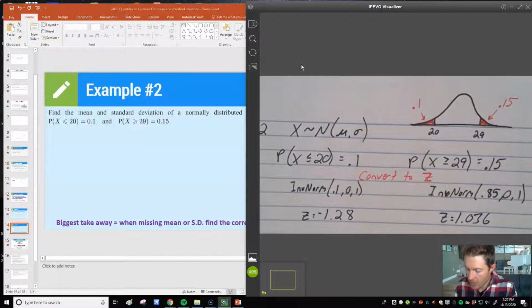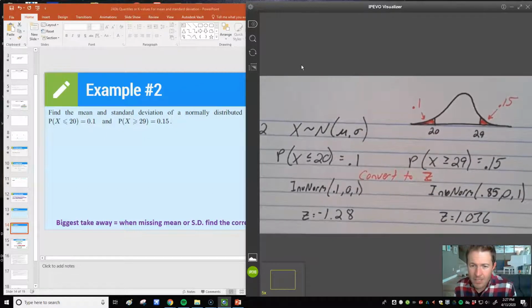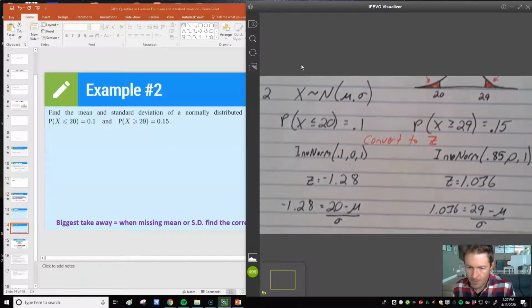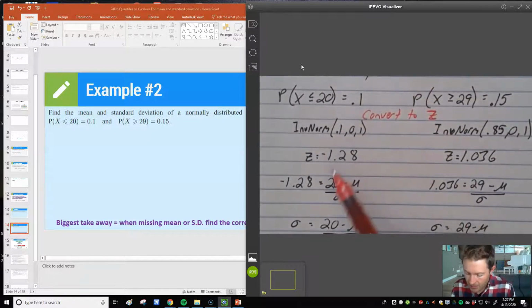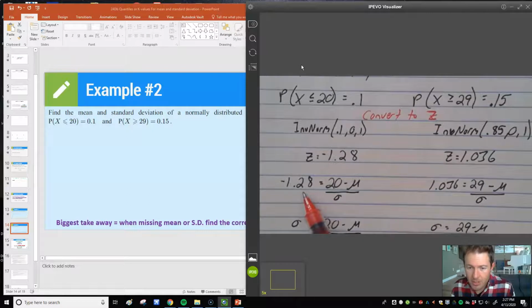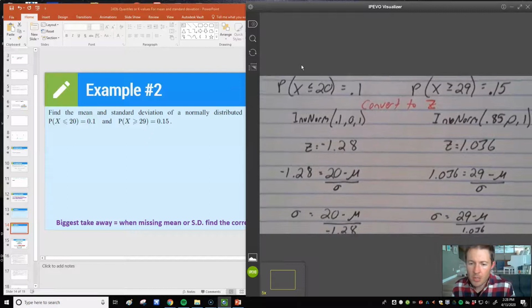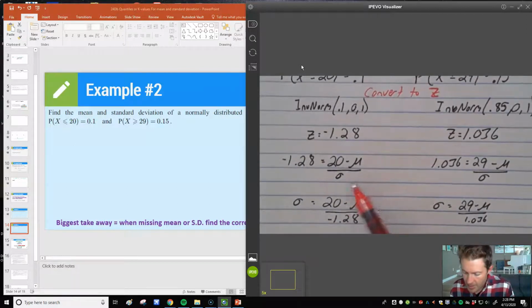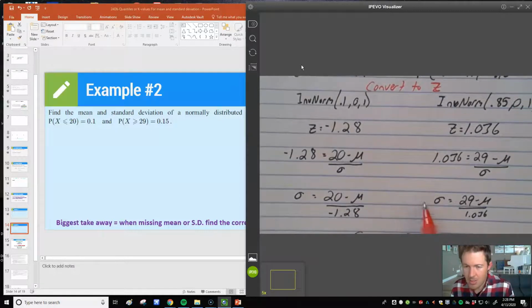Let's move on. We have two z values now. Now that we have the two z values, ask yourself, what do you think we can do? Well, now we're going to make a system of equations. Plug into our z equation, z equals the score minus the mean over the standard deviation. The other z, z equals the score minus the mean over the standard deviation. Go through and solve this. Just multiply both sides by sigma, and then divide those out to get these two equations. I have them both equaling sigma now.